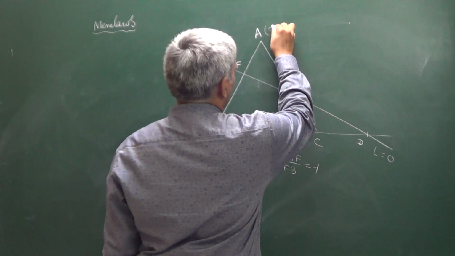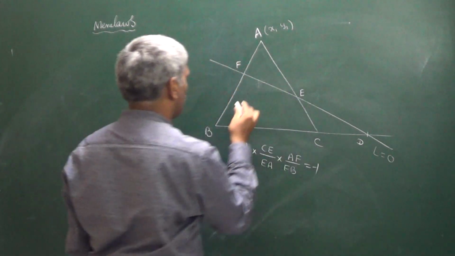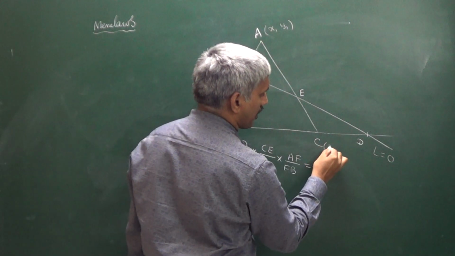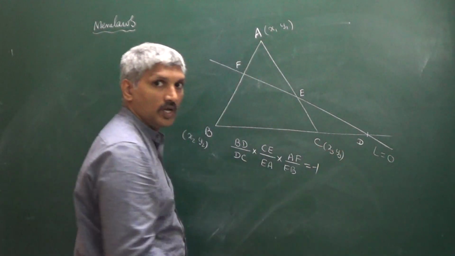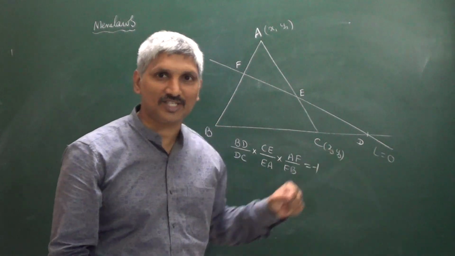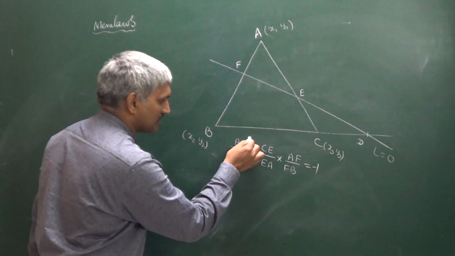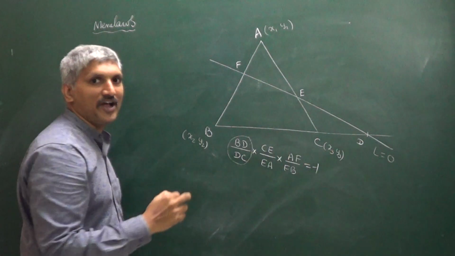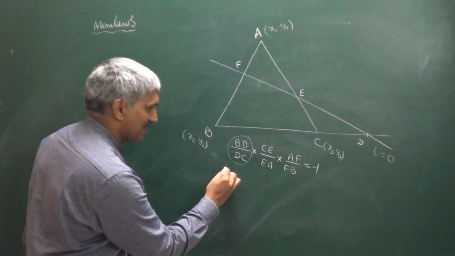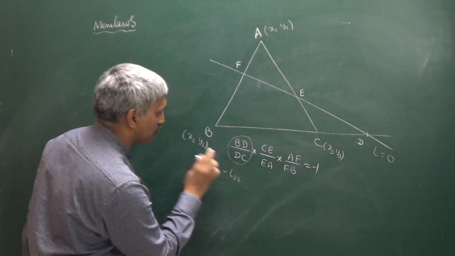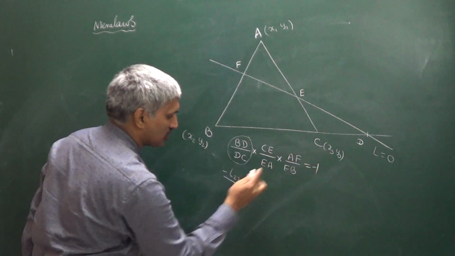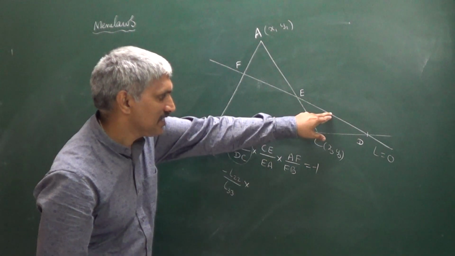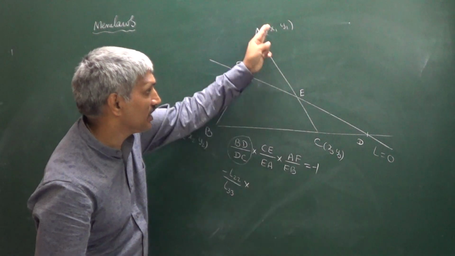Let us say this particular point is (x1, y1), this is (x2, y2), and this is (x3, y3), and we have the line equation L = 0. Now tell me, what is BD by DC? In what ratio does the line divide these two points? Minus L22 divided by L33, into... now the same line divides these two points in what ratio?